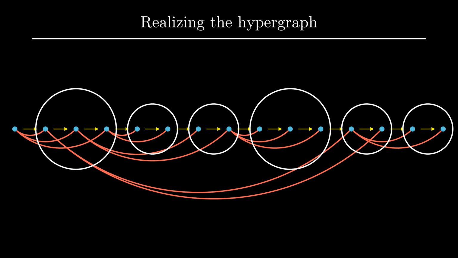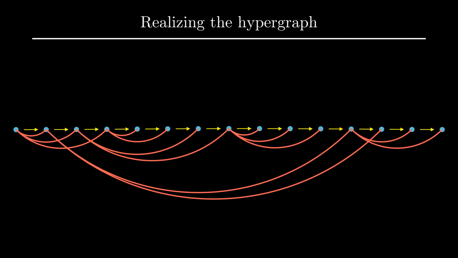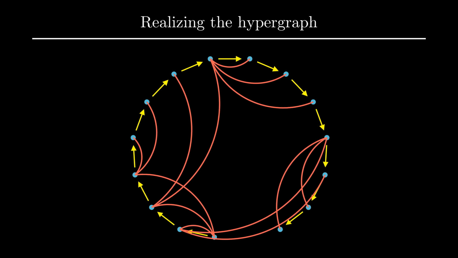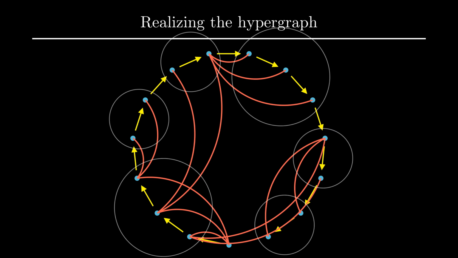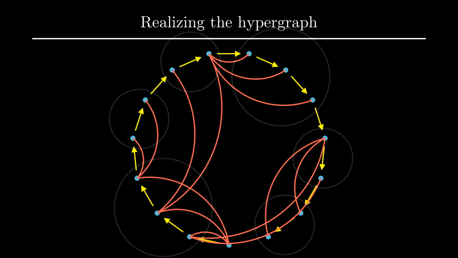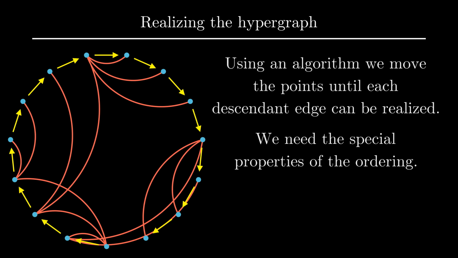As we said, we have some prescribed positions on a circle. We want to put the points very close to those, so we will put the points on the circle in this order. It is still very easy to realize the sibling edges. The harder part is to realize the descendant edges. We do that with an algorithm.